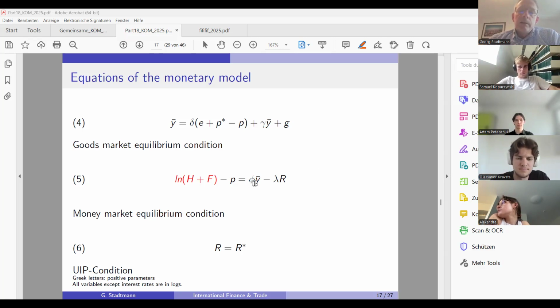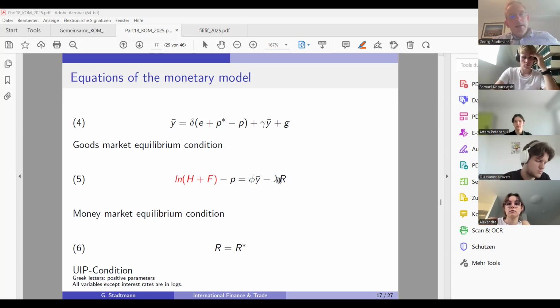And then the other Greeks, how are they called? We have a lambda here. Lambda indicates by how much money demand changes in case that the interest rate changes by 1 percentage point. And phi is related to GDP and indicates by how much money demand changes in case that GDP changes by 1%.